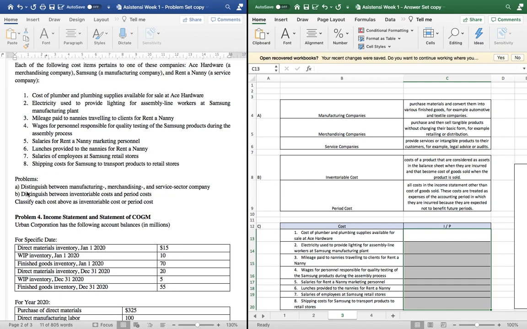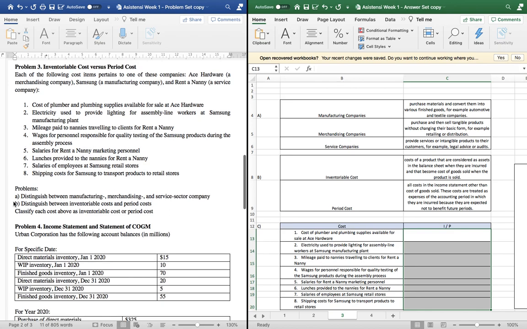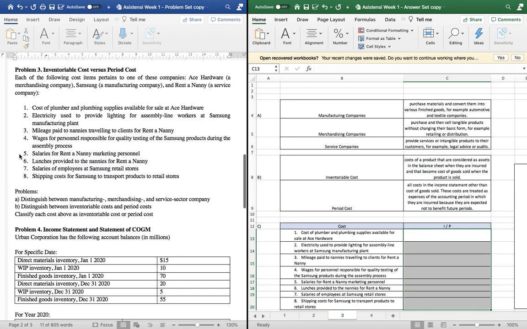The first one is to distinguish between the manufacturing, merchandising, and service sector company. The second one is to distinguish between inventoriable cost and period cost. And the last one is to classify the costs above as inventoriable or as period cost.